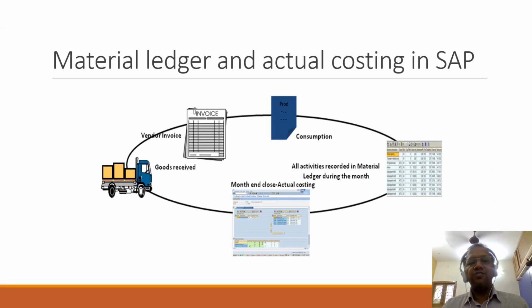Material ledger and actual cost. See, when you are making a goods receipt and vendor invoice, and then it goes to consumption, it goes through costing and all the activities, and then it goes to the month end and the closing of the actual cost. So what does it mean here? It is the cycle of the material. When you are making a receipt, when you are making a vendor invoice, and then it goes to consumption, it records all the transactions in the material ledger, and then it goes to month end closing and the actual costing.